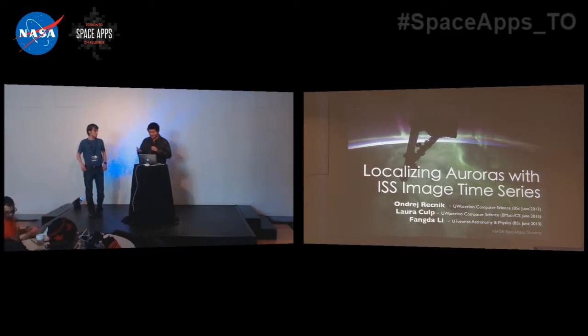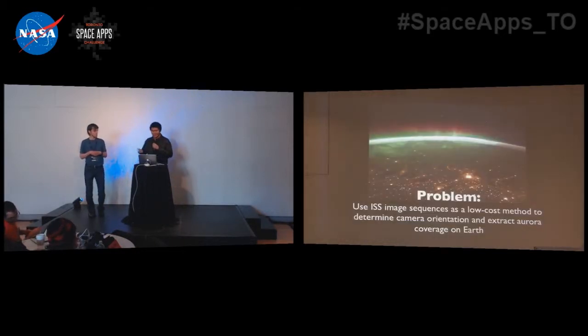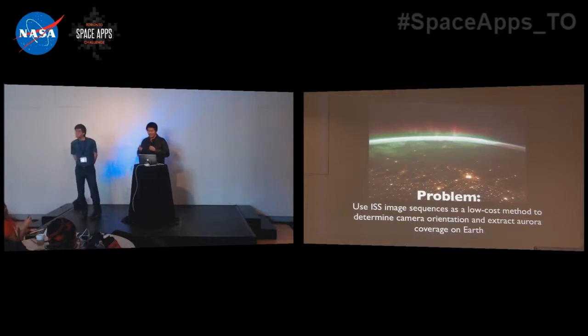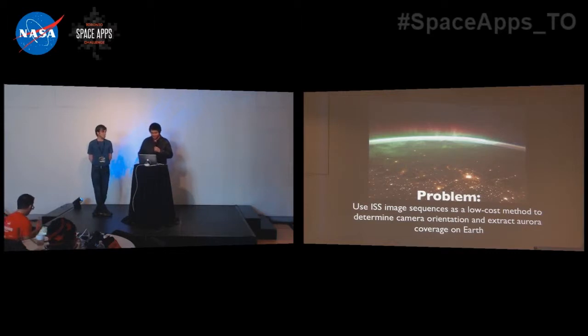So there's a simple Nikon D3S that's attached to the bottom of the ISS that takes pictures of these auroras as it flies over the Earth. So the main problem is that we have to use these time series as a low-cost method to determine the camera orientation and extract where these auroras you see, where their coverage is on Earth.